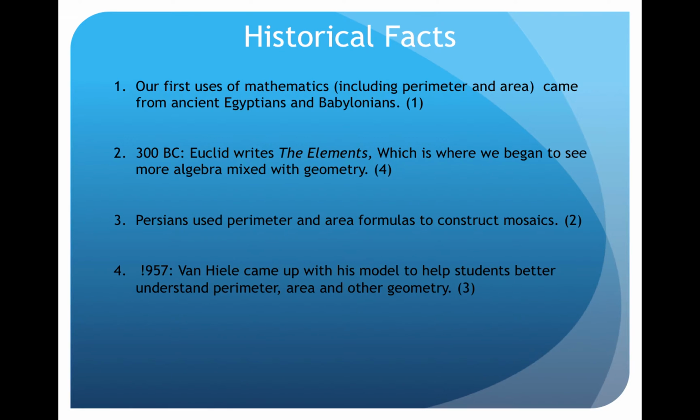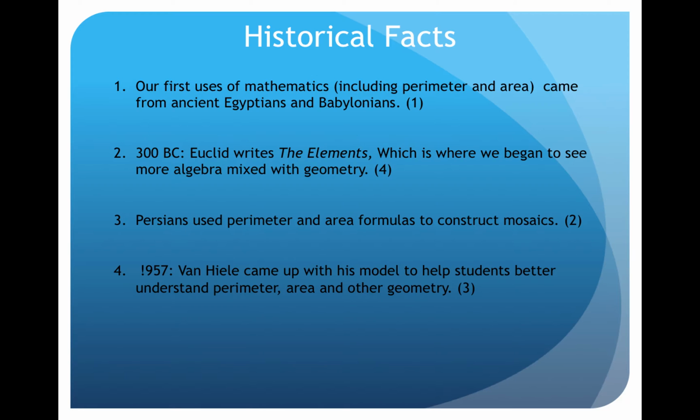The historical facts about perimeter, area, and polygons are as listed. Our first uses of mathematics, including perimeter and area, came from ancient Egyptians and Babylonians. This was about 3000 BC. The Egyptians used perimeter and area formulas in order to build their pyramids, as well as the Babylonians in order to build some of their structures around their cities.